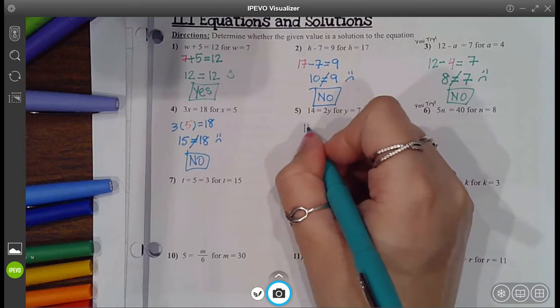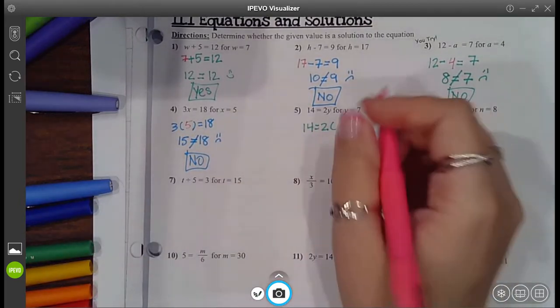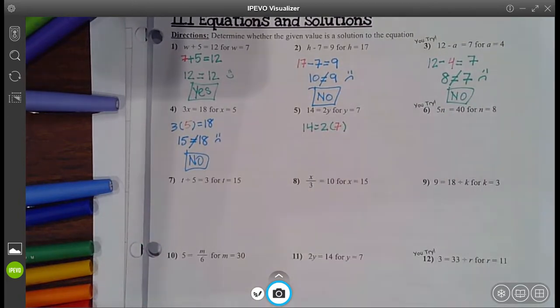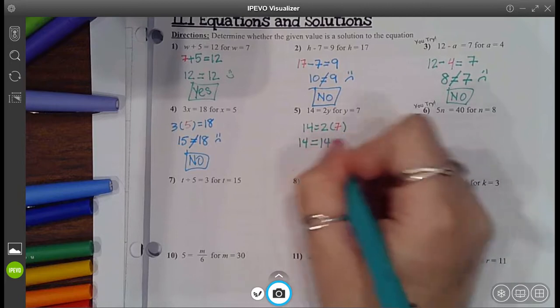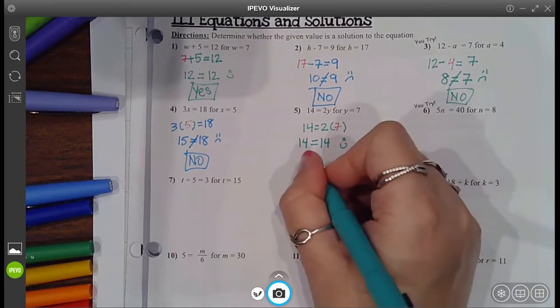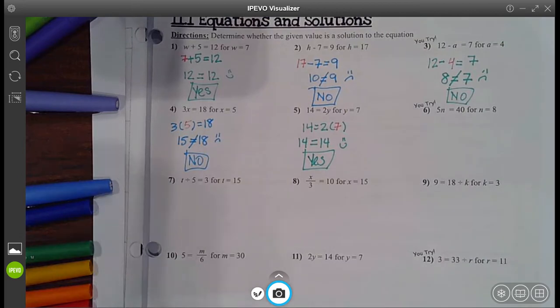Okay, this next one, 14 equals 2 times, they think y is 7. So substitute in a 7 for y. 2 times 7 is 14. 14 equals 14 is a true statement. So yes, that is a solution.